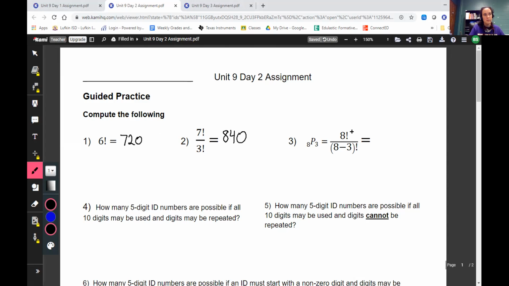So this next one, we do 8 factorial over 8 minus 3 factorial. 8 minus 3 is 5 factorial. We've got 8 factorial over 8 minus 3 factorial. We get 336.